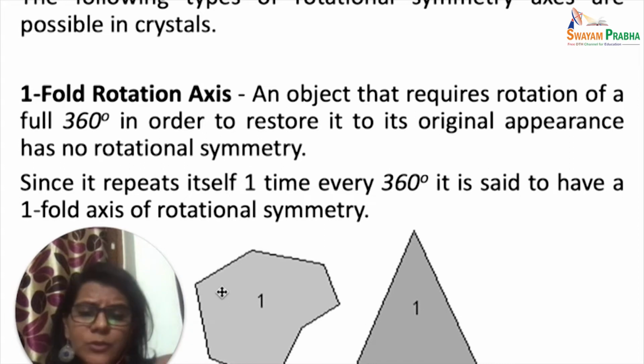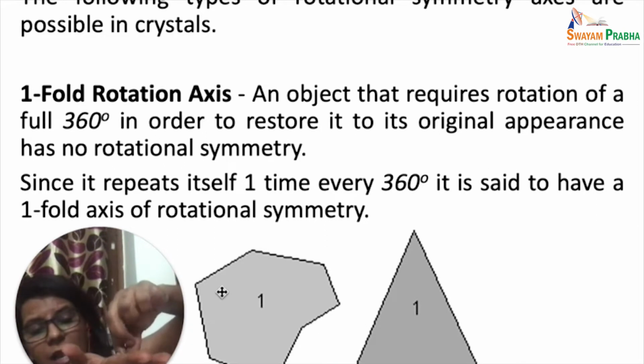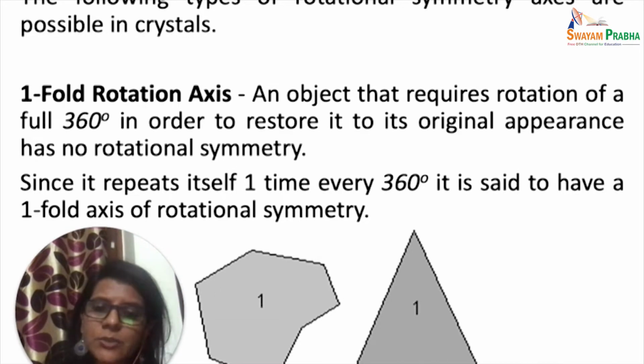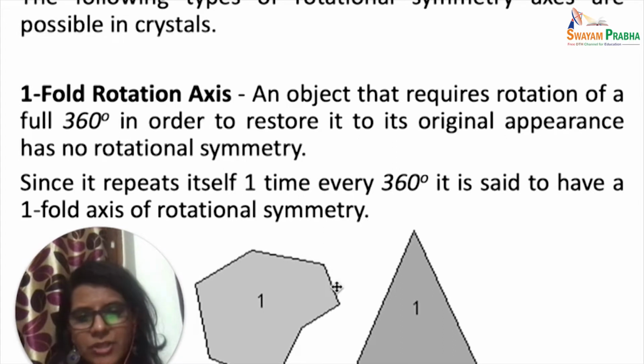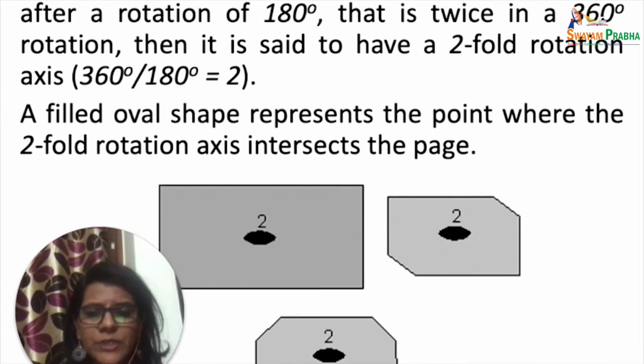Now, let's say this is the plane of the paper and this structure is drawn. I will have to give it a complete 360-degree rotation for me to get an identical structure. There is no other angle at which, if I give the rotation, I will get this structure. So this structure, because it repeats itself only one time every 360 degrees, is said to have a one-fold axis of rotational symmetry. Now let's look at the twofold rotational axis.